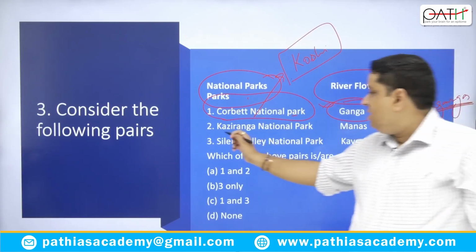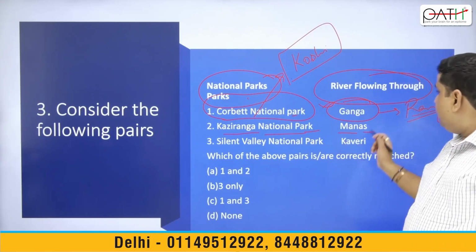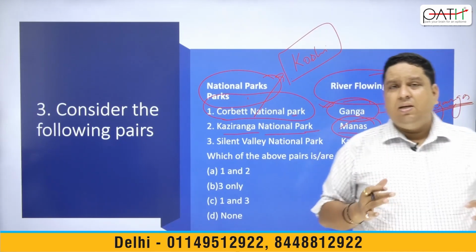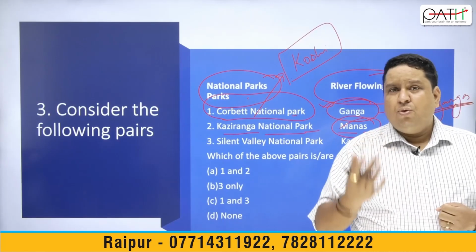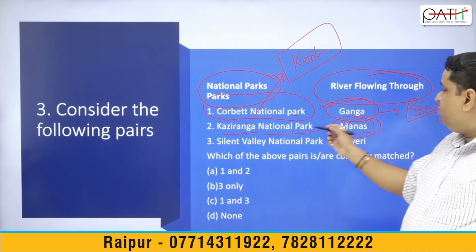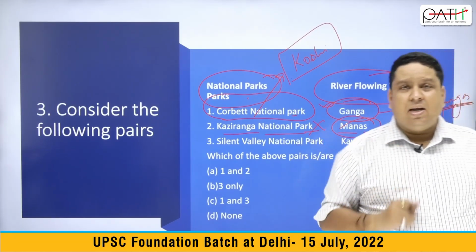Then comes Kaziranga National Park. So it is drained by Manas River. Well, Kaziranga National Park is majorly drained by Brahmaputra River, apart from Diflu and others. So that's why Manas finds no match with Kaziranga National Park. So this second statement is also incorrect.